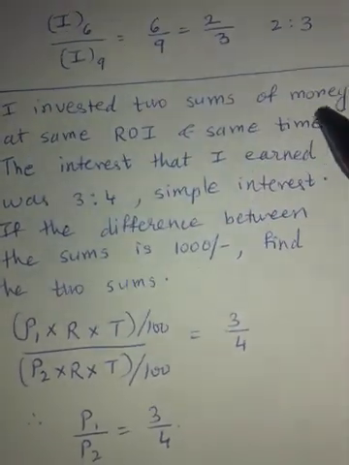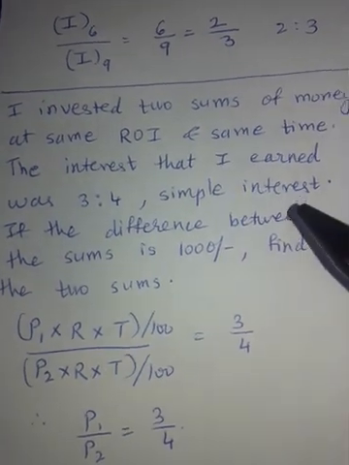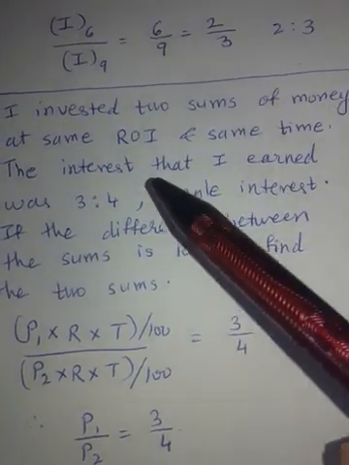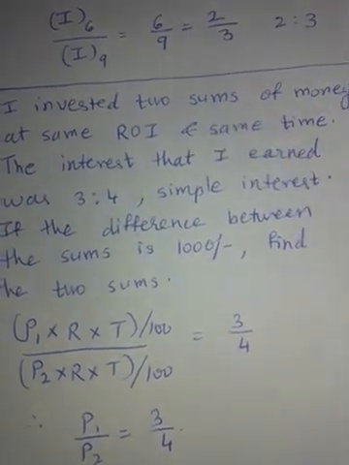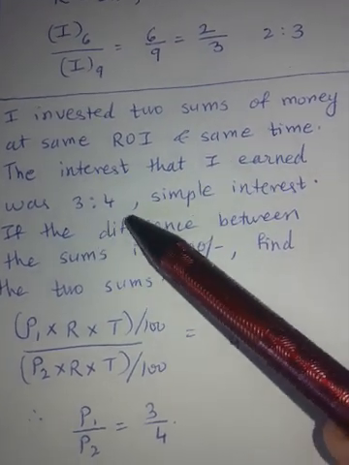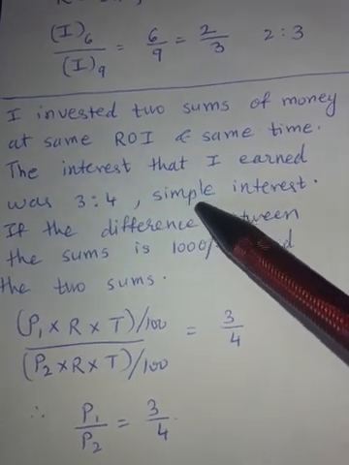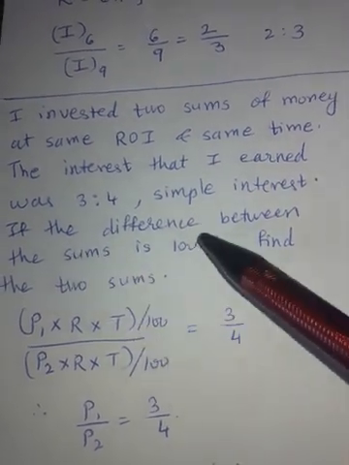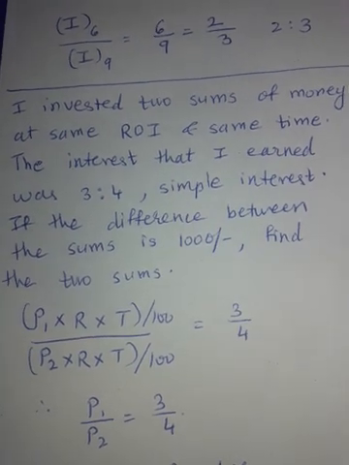I invested two sums of money at same ROI and same time. So here what is happening? Now R and T are same, but P is different. The interest that I earned was 3:4. The ratio is given to us and it is simple interest. If the difference between the sums is 1000, find the two sums.